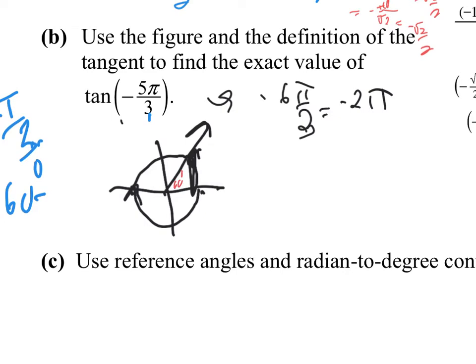So when I say tangent of negative 5 pi over 3, in this case, it's identical to the tangent of just a positive pi over 3. It's the same. Both are in quadrant 1. Both look like that. It's the same answer. So if I was in my calculator, I could have just typed that in, but he wants the exact value.